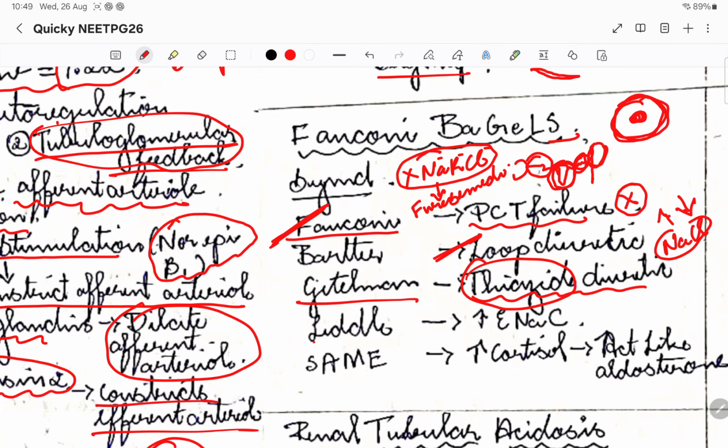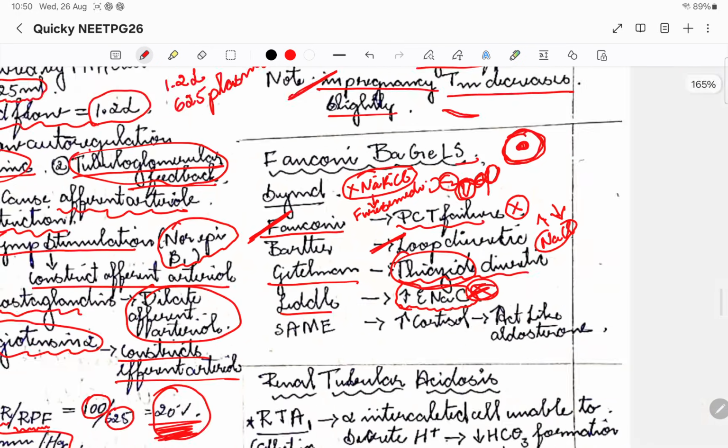Then coming to Liddle syndrome, basically the ENaC channel will be having increased function. One thing here: in Liddle syndrome, it is not the failure of the ENaC channel, it is the increased function of the ENaC channel. Please note this term, and do not confuse it.